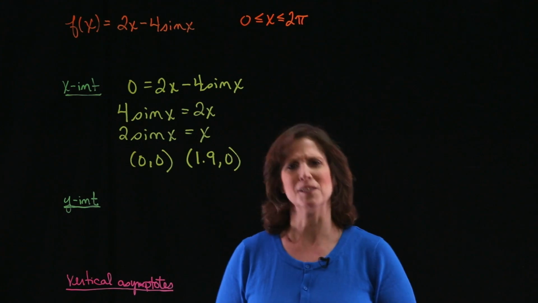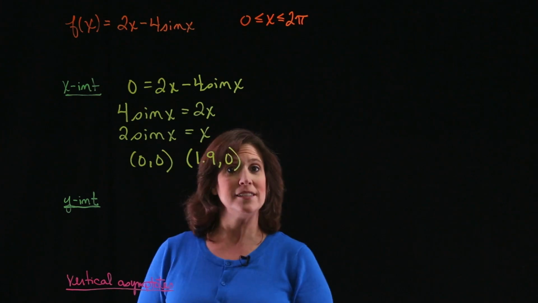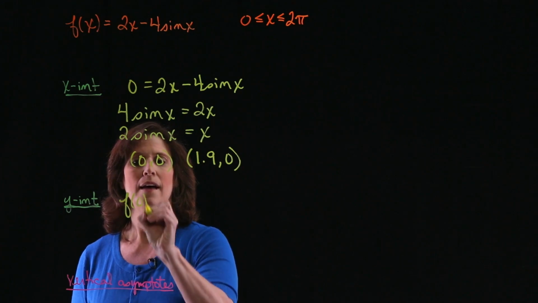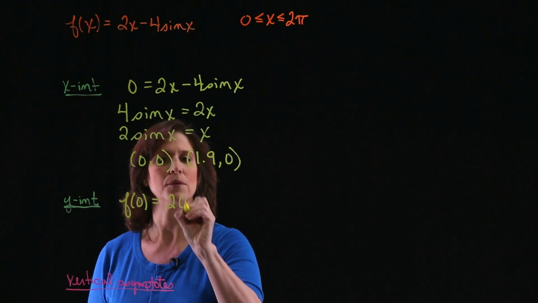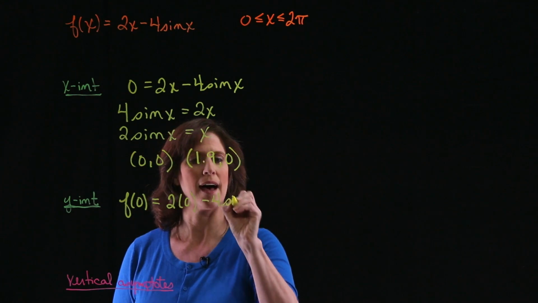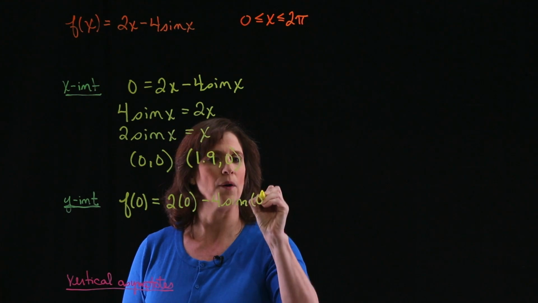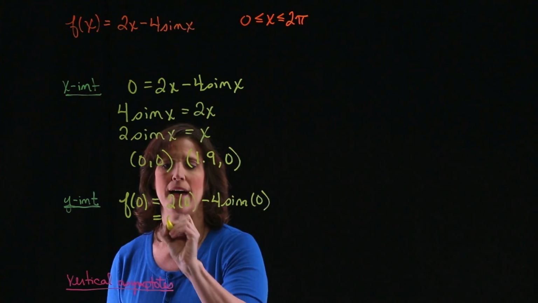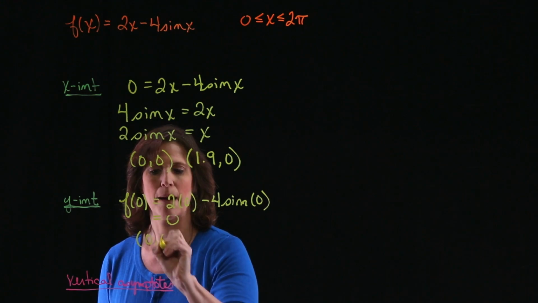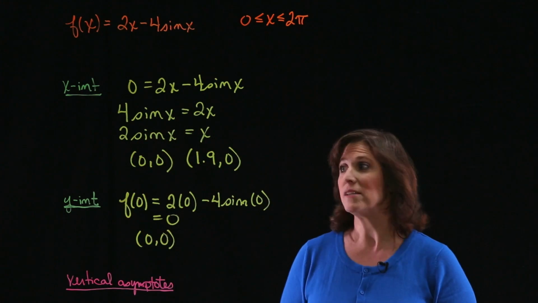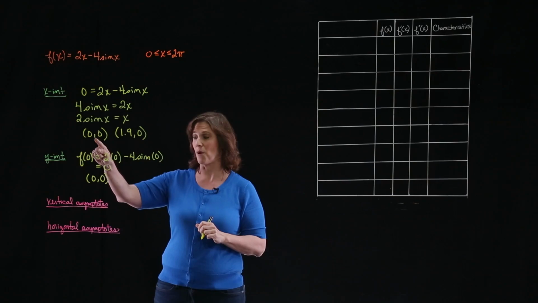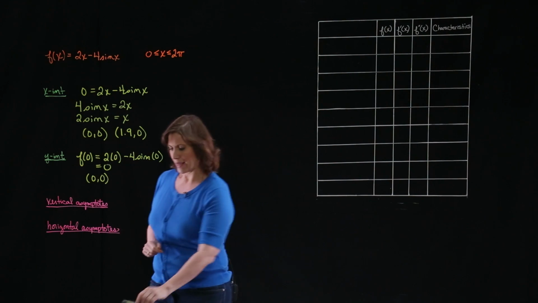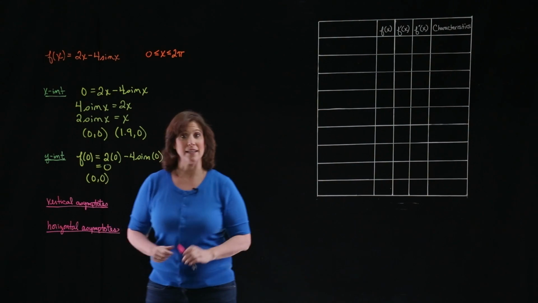Okay, let's do y-intercept. This one's a little easier to look at. A y-intercept happens when x equals 0. So we're going to find f of 0. F of 0 is going to be 2 times 0 minus 4 times the sine of 0. This is going to be 0 minus 0, and that equals 0. So our y-intercept happens at (0, 0). This should not be a surprise because with an x-intercept at (0, 0), the origin will always be both an x-intercept and a y-intercept. Okay, let's move on and talk about asymptotes.